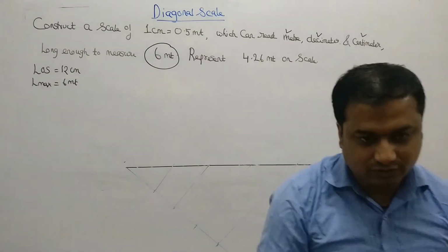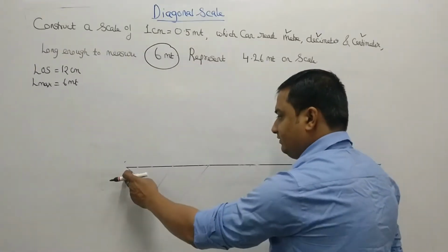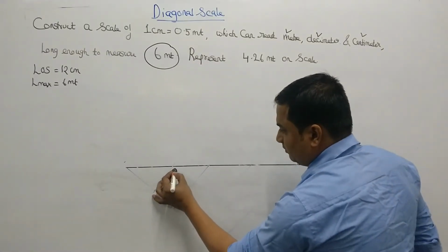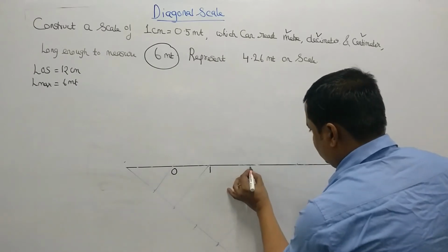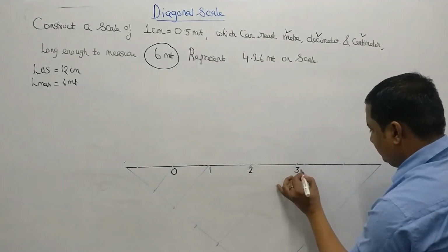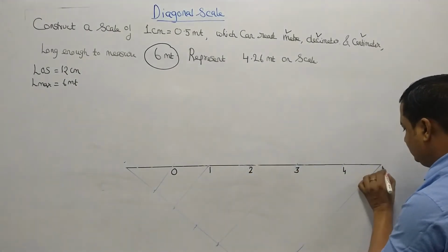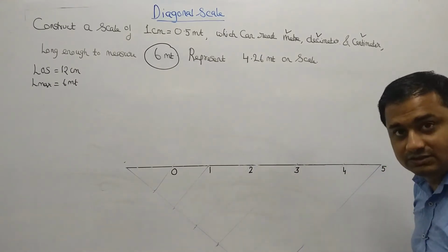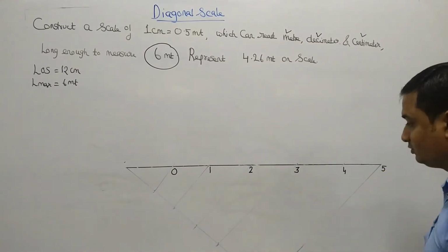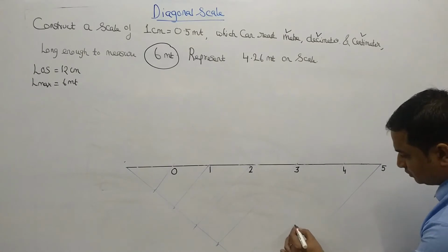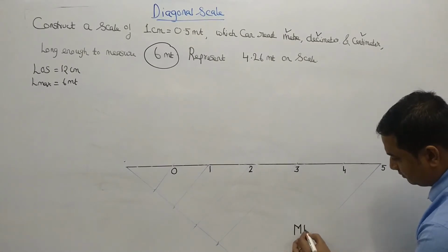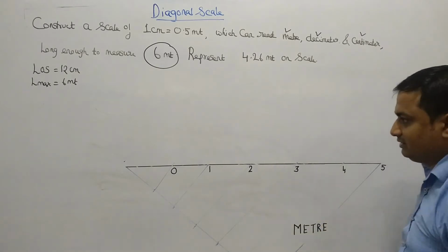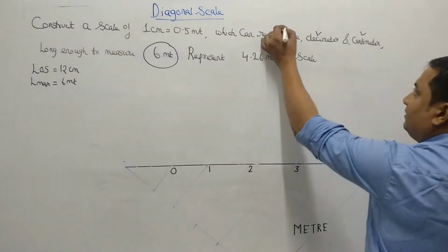Numbering, as we all know, should start from the end of the first division. So this is representing 0, this is 1, this is 2, this is 3, this is 4, and this is 5. So this is the meter scale. We are going to write here, in capital letters, meter. Now the meter work is over.